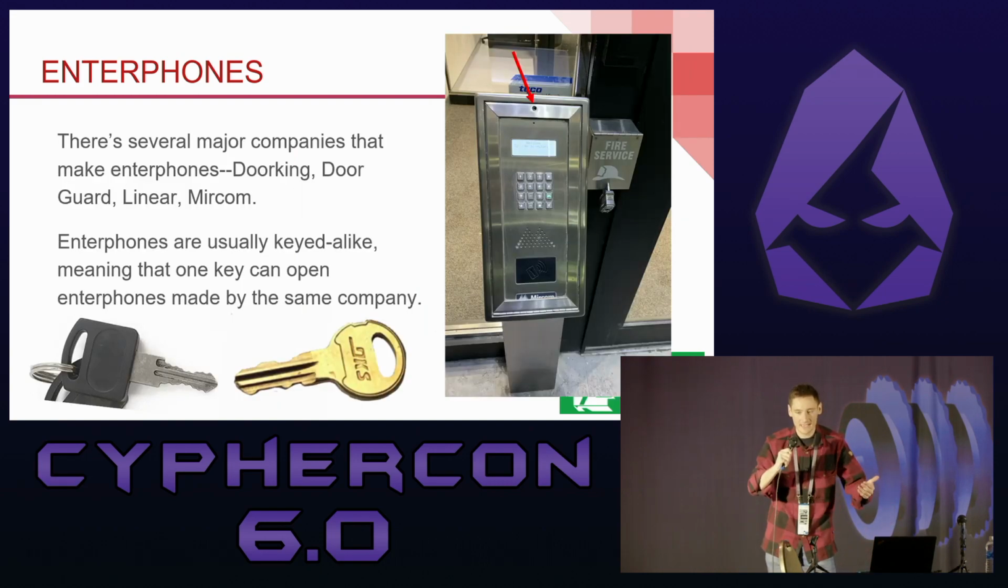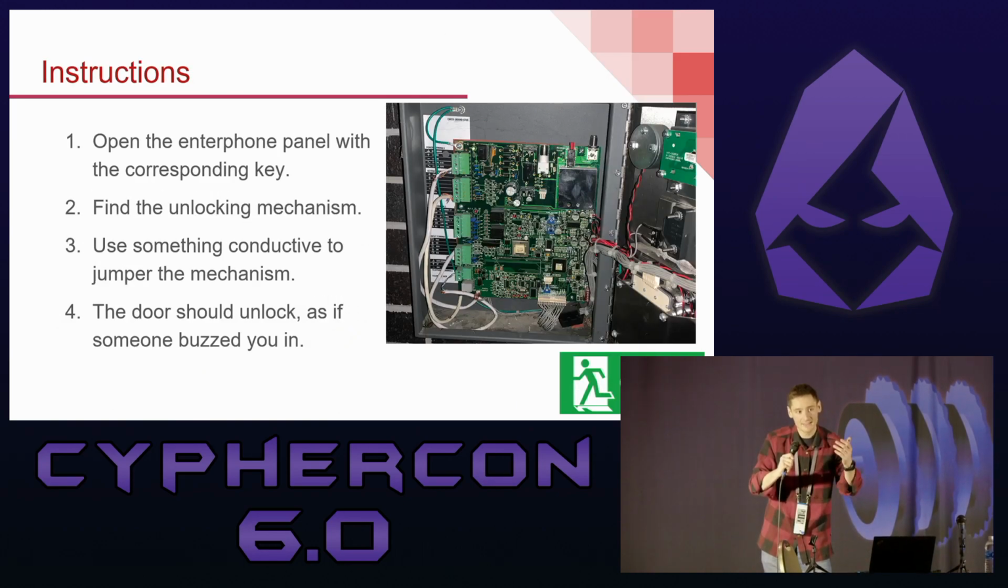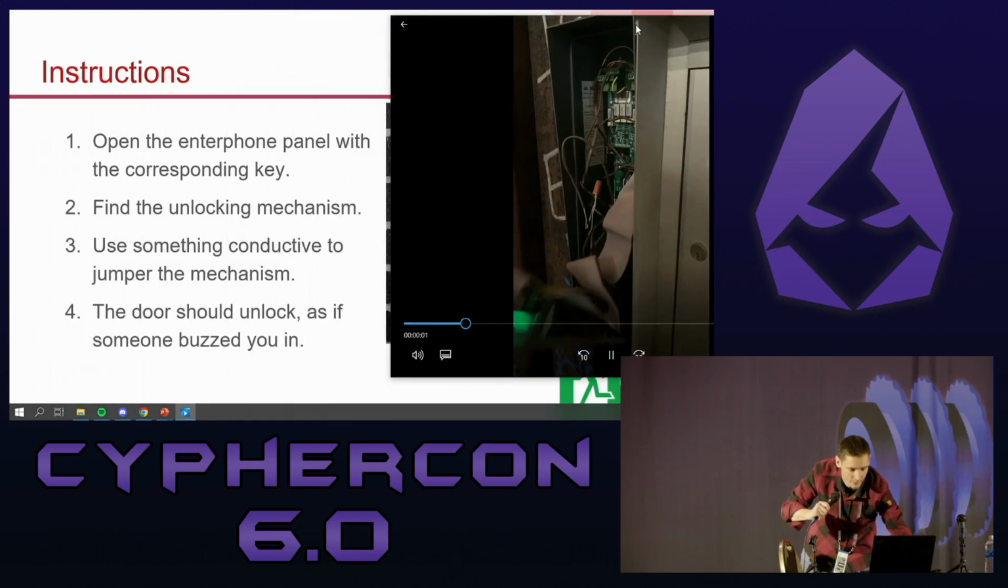Also, oftentimes these are locked, so you can't get into the internals, but these locks are keyed alike. There's really no reason for you to use the keyed-alike enter phone key. They can be changed. If you can use that keyed-alike key to get behind the enter phone panel, you can likely identify which jumper is used to unlock the door.